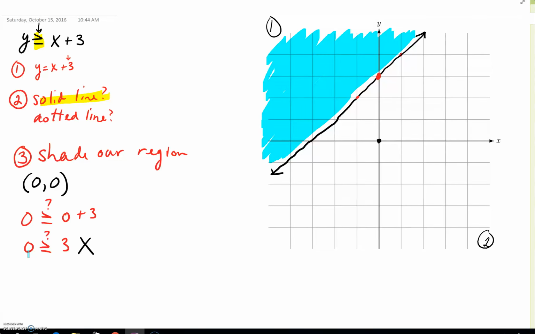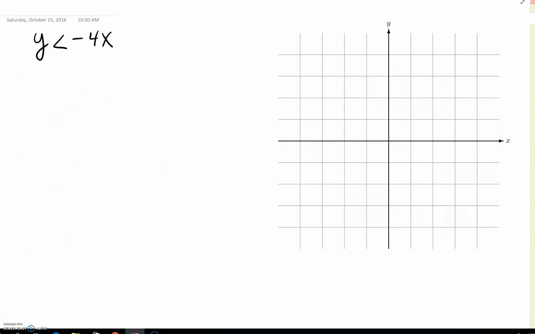One more, and then we're done with just linear inequalities, and we'll move on to a system. So the next example that we have is y is less than negative 4x. The same thing as before. First thing, we need to graph our boundary line. And we treat this as an equation. So we will just say y is equal to negative 4x.